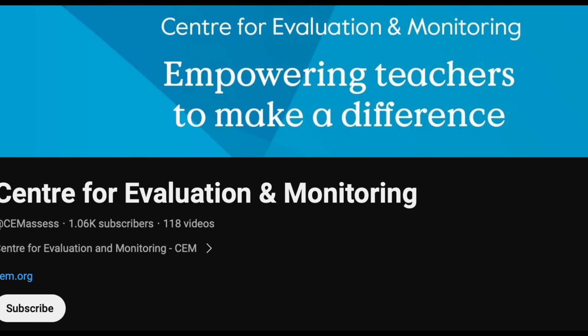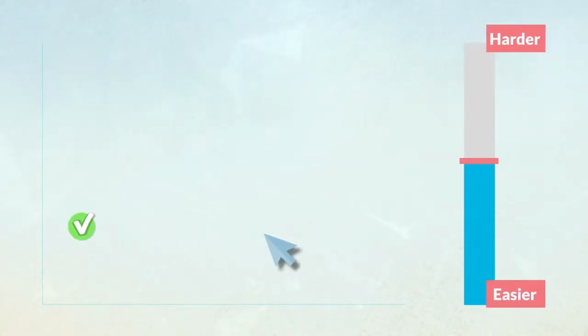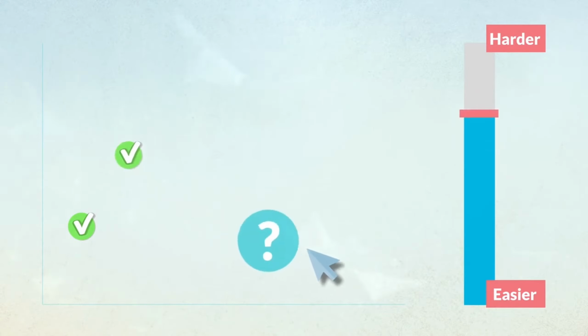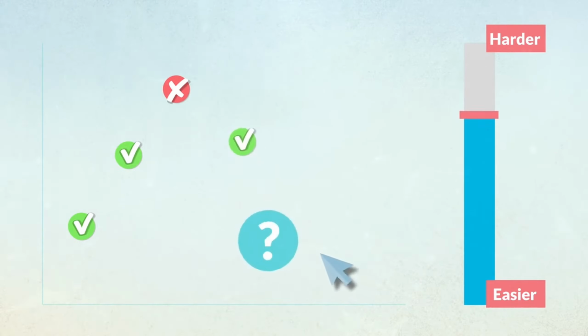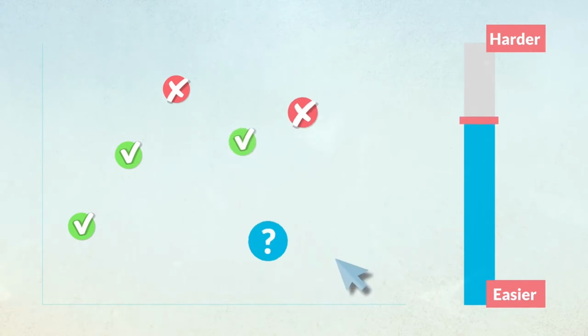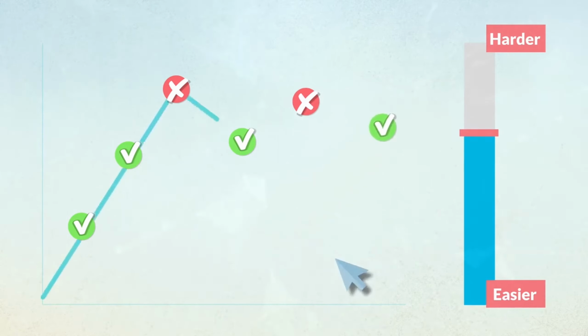Link in the description. If the student is doing well and answering questions correctly, the difficulty of the questions increases. However, if they are struggling to answer questions correctly, they will face slightly easier questions. The computer program continues to select questions until the student's ability has been pinpointed.